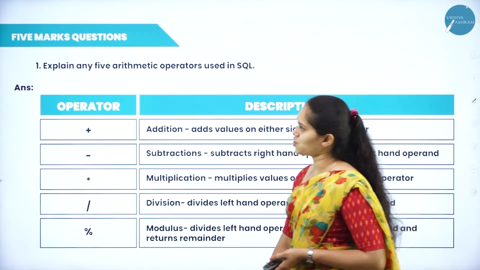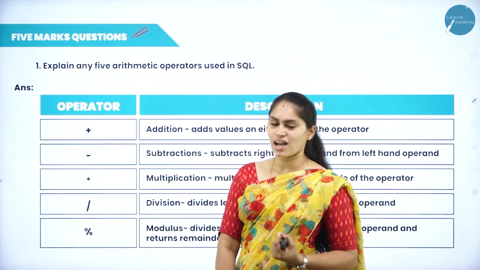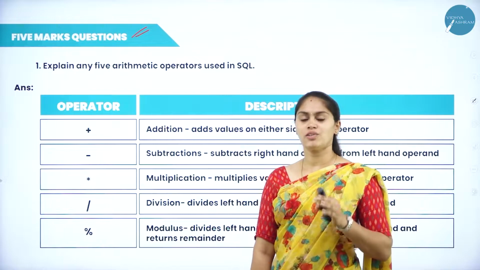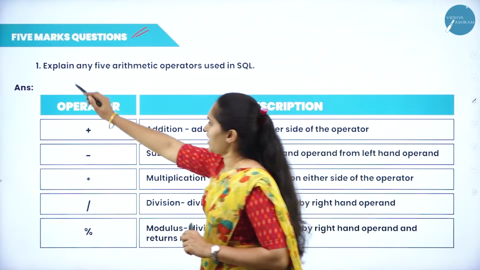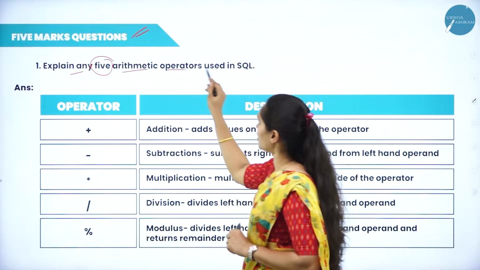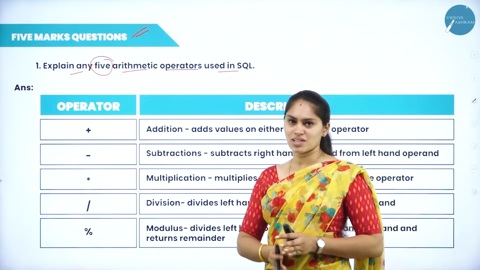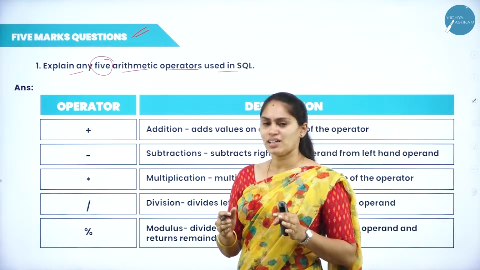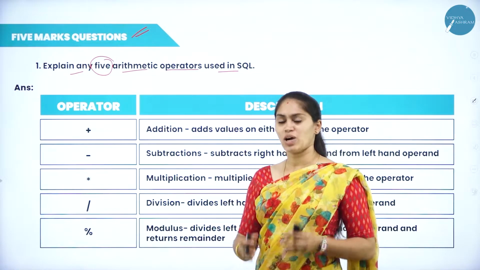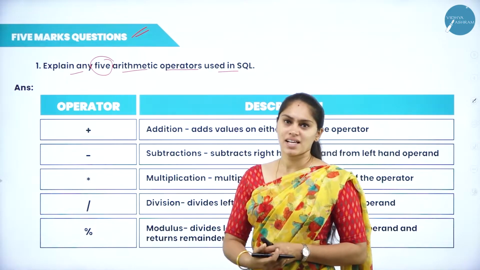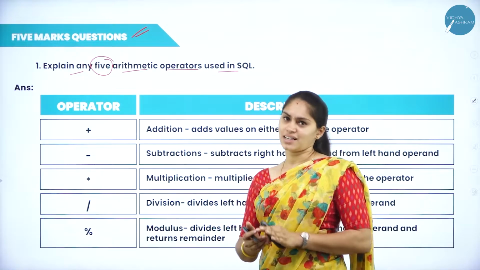We'll see the next question, that is with respect to the 5 marks question. Understand and analyze the question, write as per the marks distribution. Okay, we'll see the first question. Explain any 5 arithmetic operators used in SQL. Already we have learned all these things with our concept classes. Now what you have to understand is, you just need to analyze what the question is all about, how I'm supposed to write, how much should I write, for how many marks I'm supposed to write. Everything you have to analyze, then attend the question.